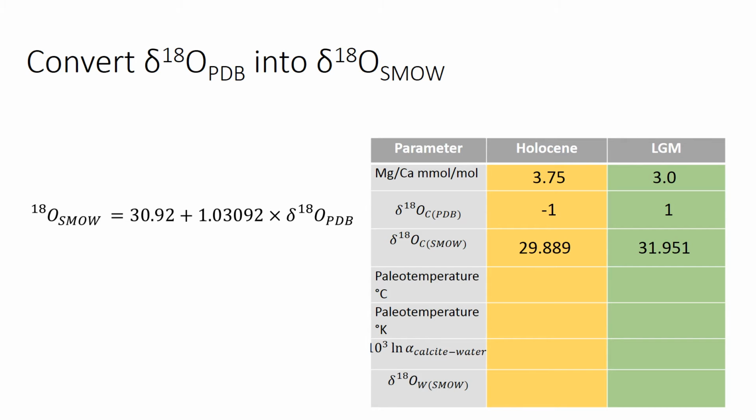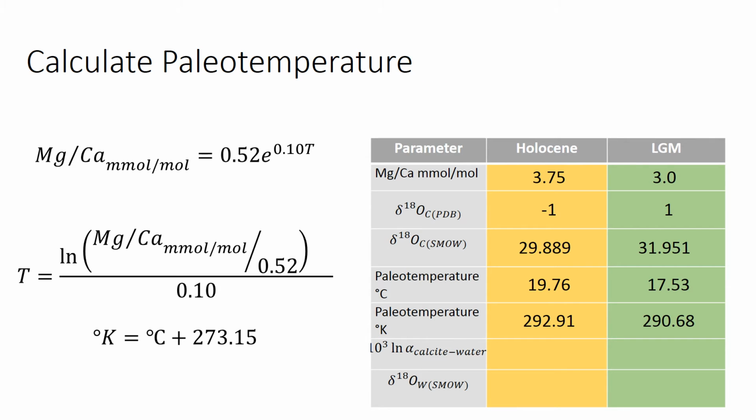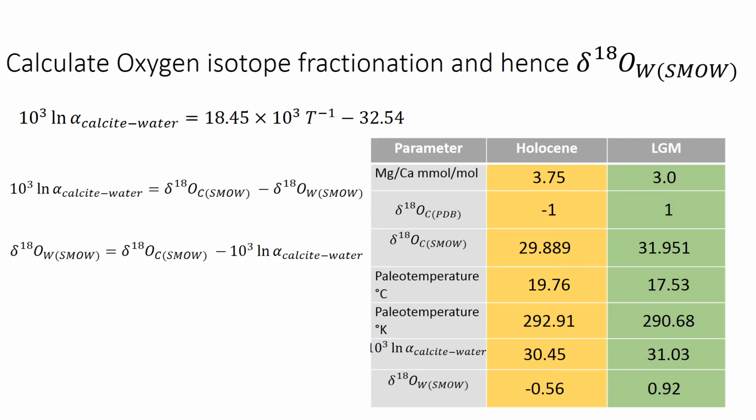If you're comparing delta values between two different phases, you do need to make sure you are comparing apples with apples and not apples with rambutans or other exotic fruit. So again, that's just plug and chug. You put the numbers in the equation. In this case, paleo temperature can be calculated from magnesium-calcium ratio using this equation up here. Very simply, rearrange that: divide by 0.52, take the natural log of both sides, divide by 0.1 to give you the temperature in Kelvin. You can then convert that into Celsius.